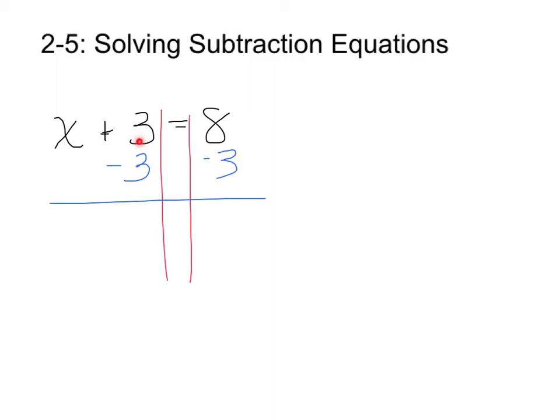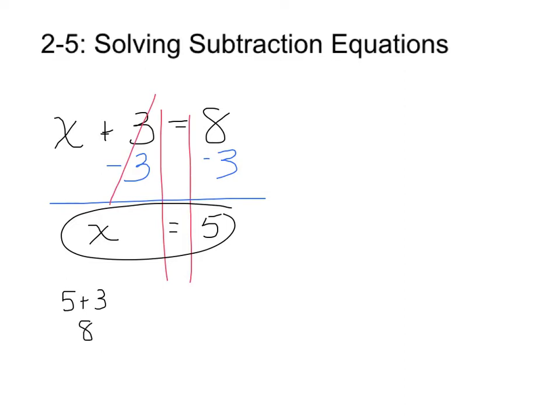And then I can see that 3 minus 3 is going to equal 0, so that crosses off, and I'm left with x equals 8 minus 3, which is 5. And then I could check, does 5 plus 3 equal 8? 5 plus 3 is 8, so 8 equals 8, so that checks.